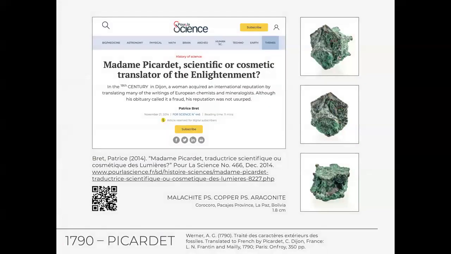Now, there's a lot to say about Picardy. I can't chase all of those squirrels today, but if you want to read a little bit more about her, I recommend this article in Pour la Science. It is in French, but you should be able to use your browser to translate it and get the gist of the article. In relation to our discussion today, I think it's likely that her translation allowed Hui to read Werner's work. She was the first to bring German geology to France. She also serves very well to illustrate the problem with Werner.